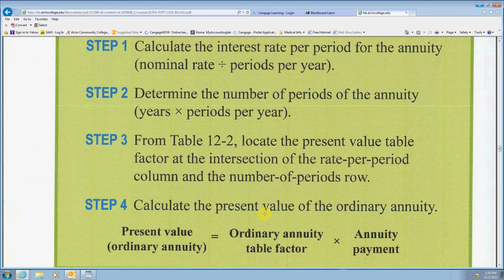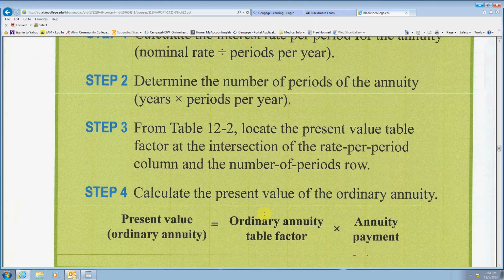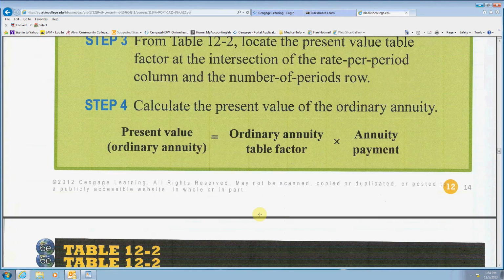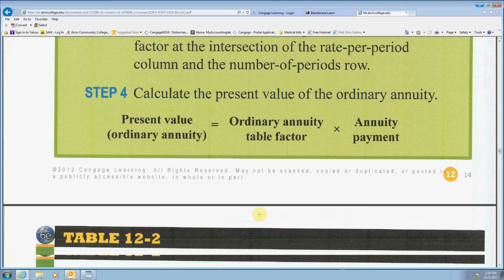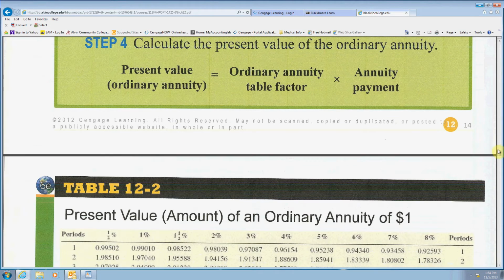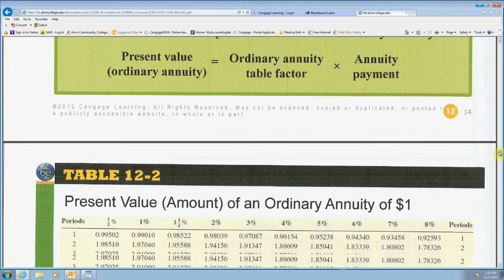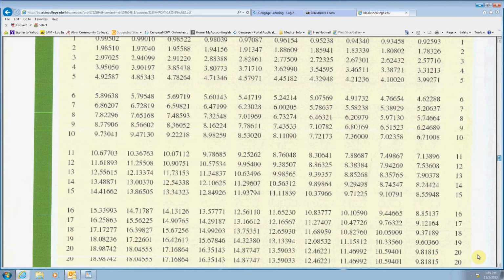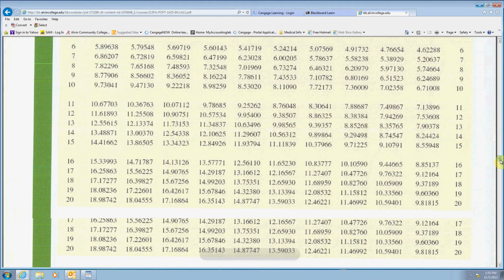So find your Table 12.2, and we're going to work a problem together. I have a Table 12.2 here, but it only goes through 20 years. The one in the textbook will have more years to it.